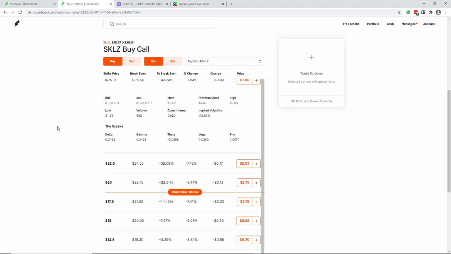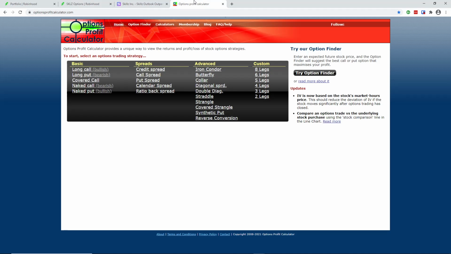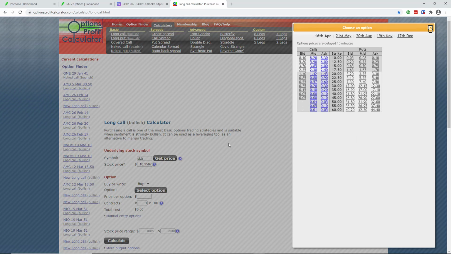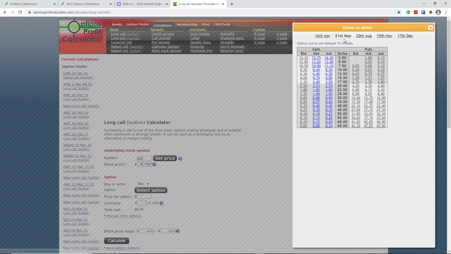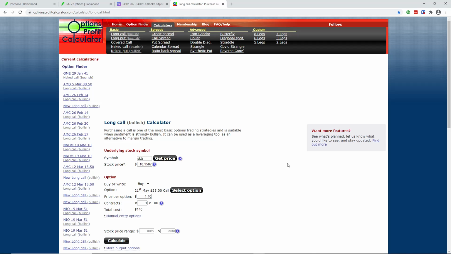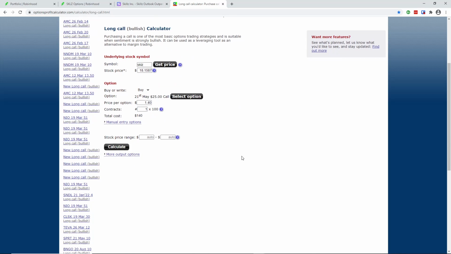If you don't want to worry about the Greeks, like adding, subtracting, and all that, another good site is this option calculator or options profit calculator. So you can do, like I said, long call because you're betting on the price going up. So go to the skills, you get the price, you select the option. I chose May 21, strike price, and also you got to keep in mind, I believe this is delayed. It's not real time, so you also got to keep that in mind.